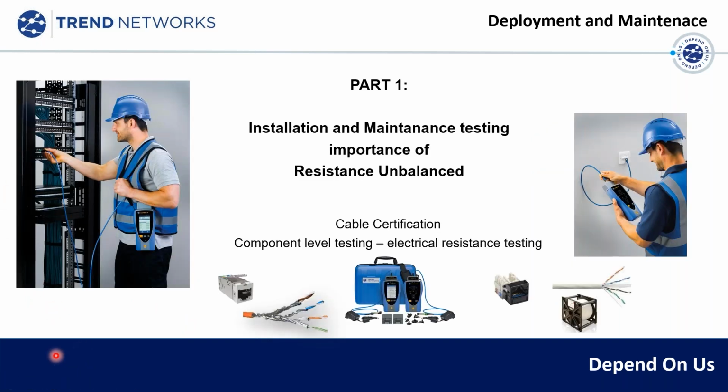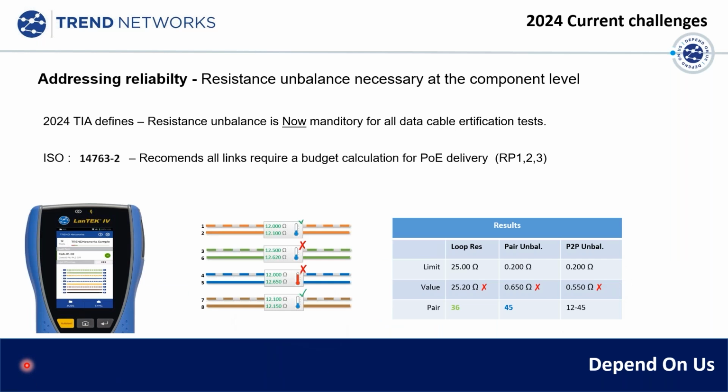So part one, the importance here is, as you can see, we've got our technician looking very smart in blue. The idea is to introduce you to the concept of what is resistance unbalance. I hope to go through and cover that today. So at the cable and component level, we are addressing reliability of our PoE system. Resistance unbalance is now defined in the TIA and 14763-2, okay? For TIA, they want that on every test. It is now mandatory. So please be aware, you now need to have that in your testing.